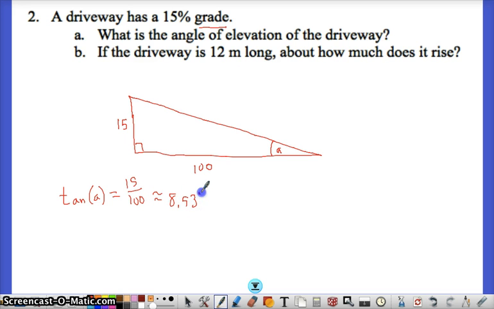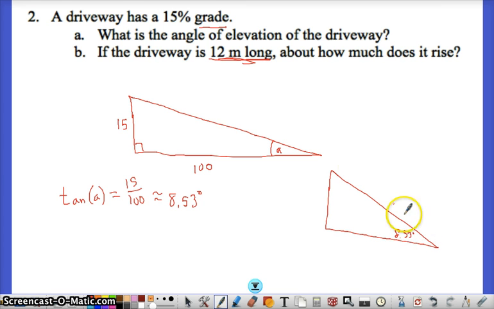And yes, that's degrees. So that's 8.53 degrees. That's the size of angle A. And if the driveway is 12 meters long, how much does it rise? It's sometimes hard to know what they mean by 12 meters long. So it isn't 15 and 100. It's actually, and I know the angle already, I know this angle is 8.53 degrees.